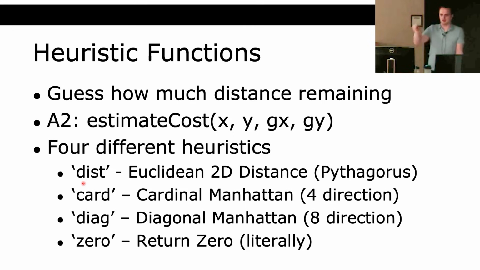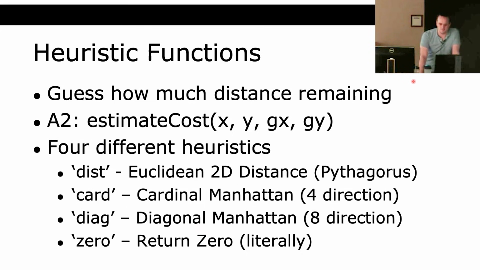So the first one you have to implement, and there'll be a configuration option, it's like this.config.heuristic or whatever it's called. I'll get into that. But if that's equal to dist, then you will compute the Euclidean 2D distance. So that's just Pythagorean formula. So you all know the distance formula. Otherwise, it is card, in which you will compute the 4-directional Manhattan distance. Otherwise, it is diag, in which you will compute the diagonal Manhattan distance.